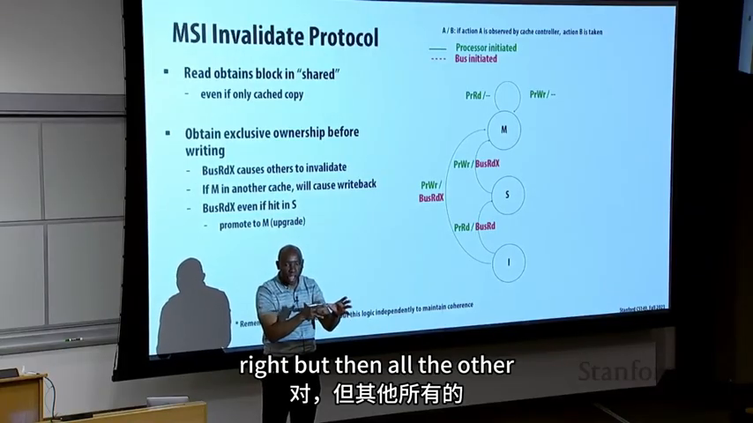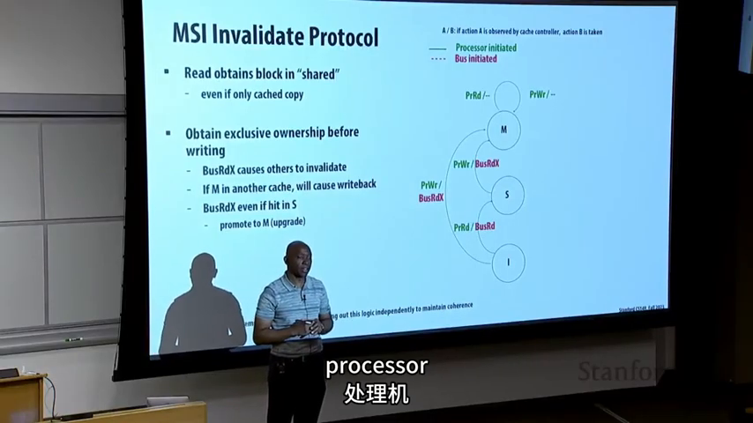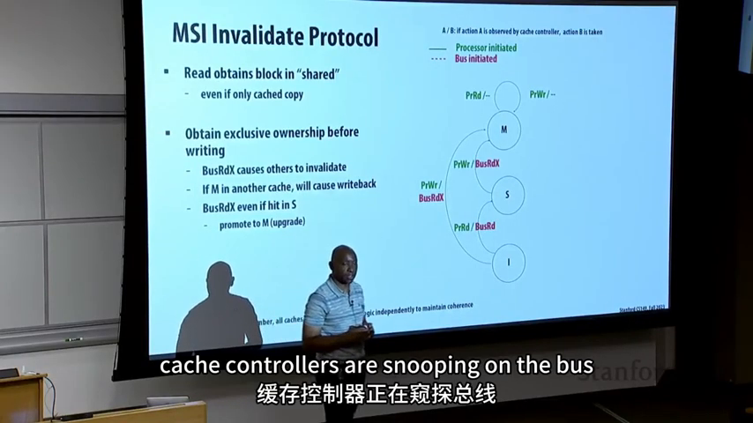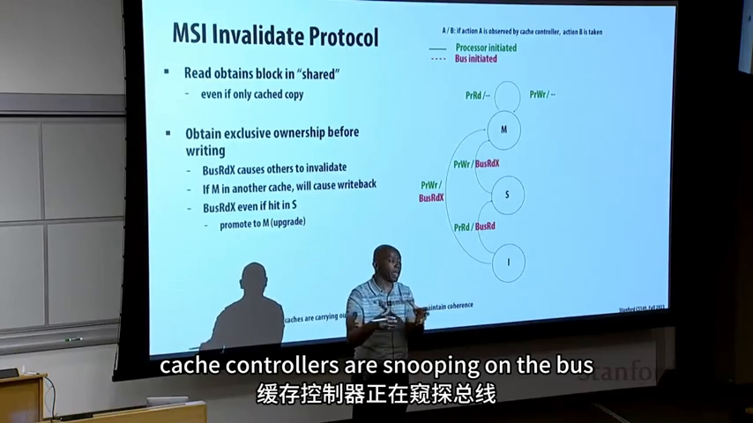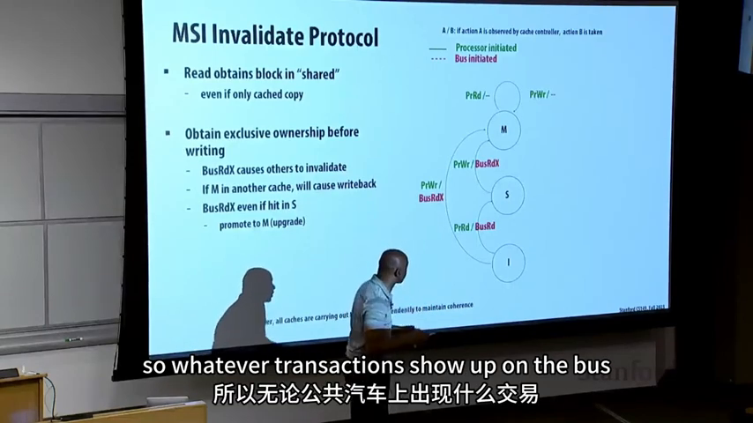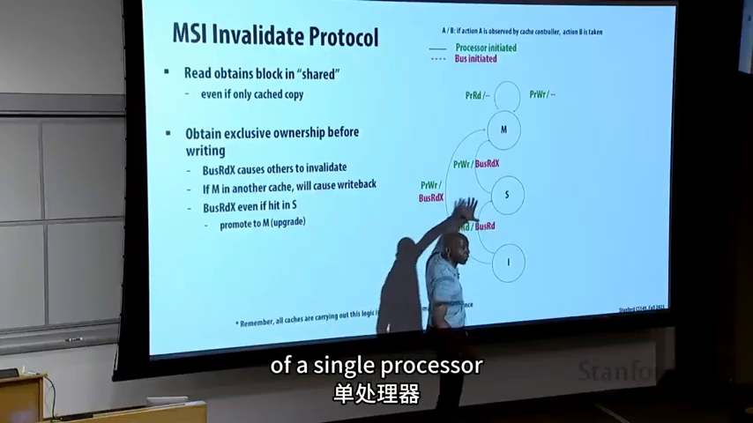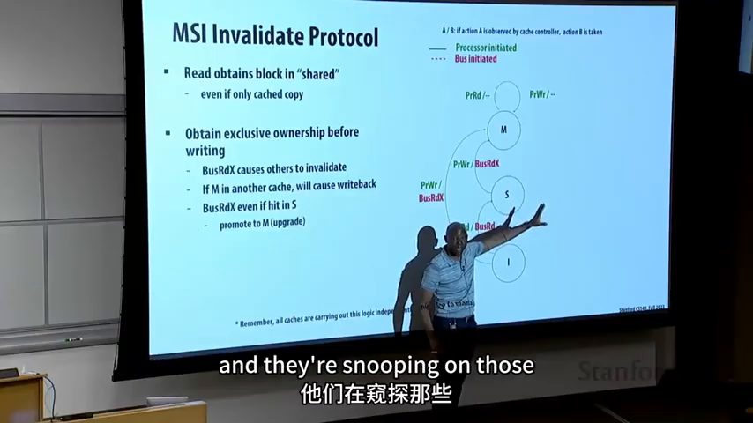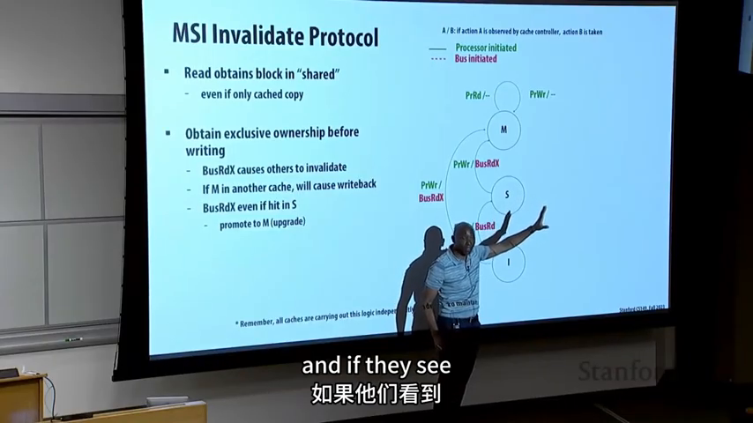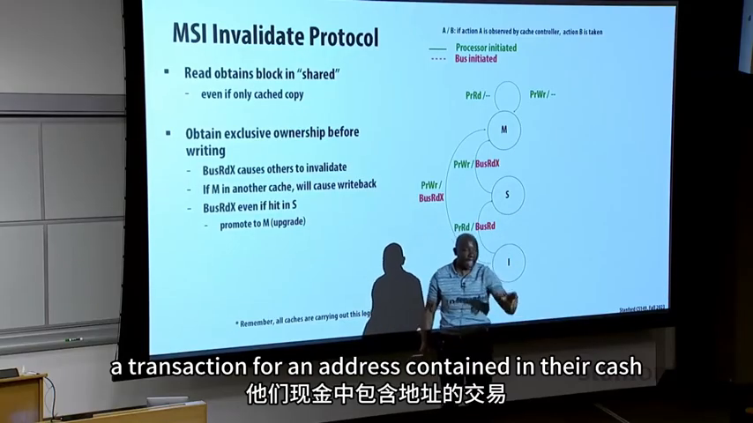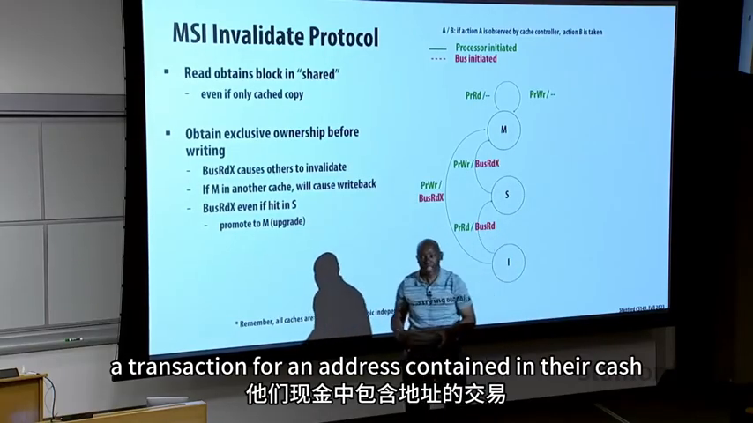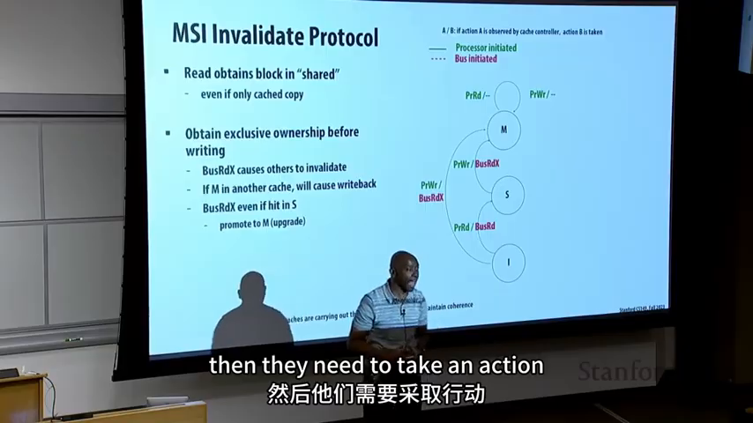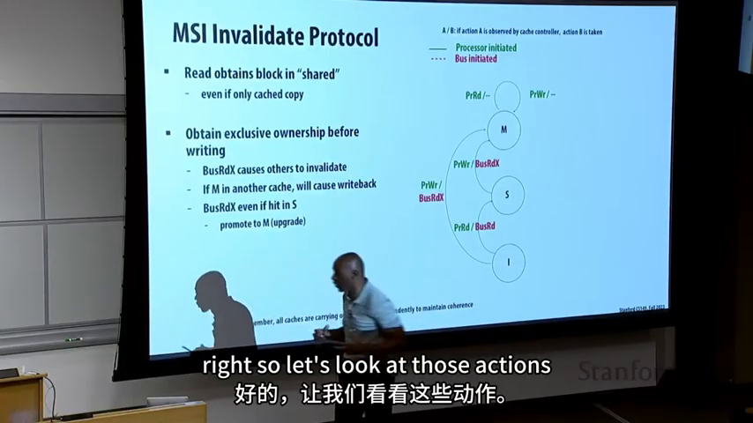But then all the other processor cache controllers are snooping on the bus. So whatever transactions show up on the bus of a single processor, remember, all the other processors get to see, and they're snooping on those. And if they see a transaction for an address contained in their cache, then they need to take an action, right? So let's look at those actions.